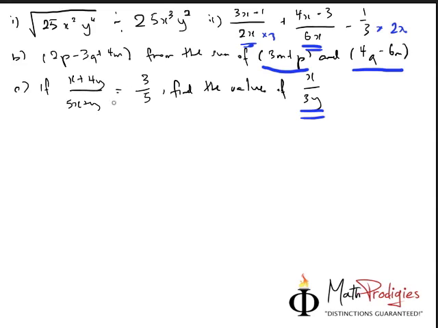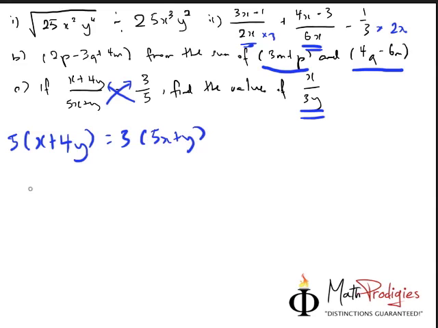Okay, so here you just cross multiply. You bring this over to this side and you bring this over to this side. Let's see what happens first, okay? Don't just assume anything. Let's just see what happens. So here you get 5 times x plus 4y, and here you get 3 times 5x plus y. Therefore you get 5x plus 20y over here. And here you get 15x plus 3y.